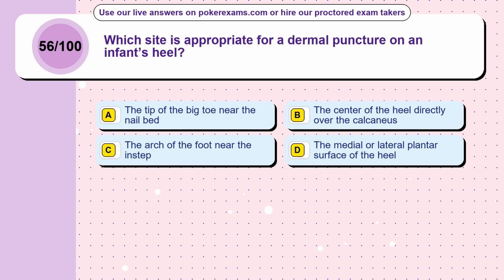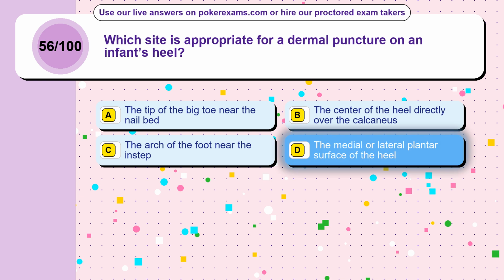Question 56. Which site is appropriate for a dermal puncture on an infant's heel? Option A. The tip of the big toe near the nail bed. Option B. The center of the heel directly over the calcaneus. Option C. The arch of the foot near the instep. Option D. The medial or lateral plantar surface of the heel.